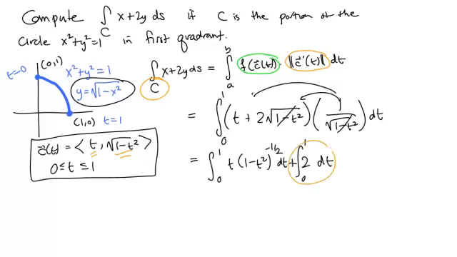The second integral is easy to work on. The integral of 2 dt is just going to be 2t, evaluated from 0 to 1, which will be 2 minus 0, or 2. On the other hand, this integral right here is an excellent candidate for u substitution.